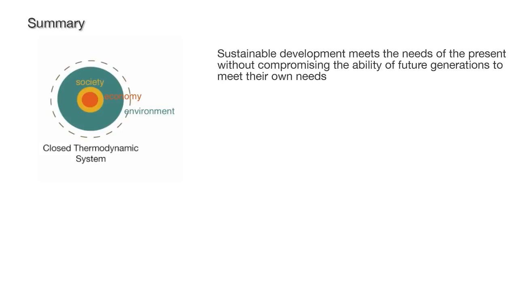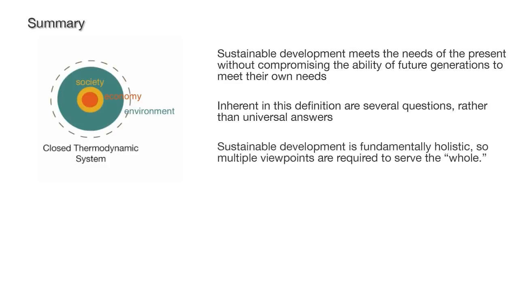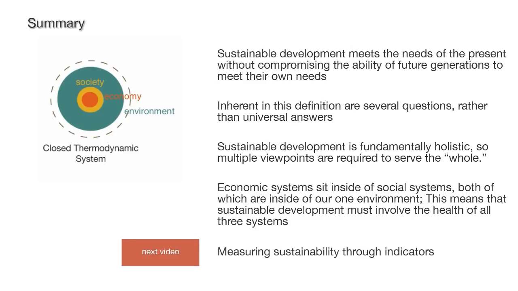Sustainable development meets the needs of the present without compromising the ability of future generations to meet their own needs. Inherent in this definition are several questions rather than universal answers. Sustainable development is fundamentally holistic, so multiple viewpoints are required to serve the whole. Economic systems sit inside of social systems, both of which are inside of our one environment. This means that sustainable development must involve the health of all three systems. In the next video, we look at ways to measure sustainability through indicators.